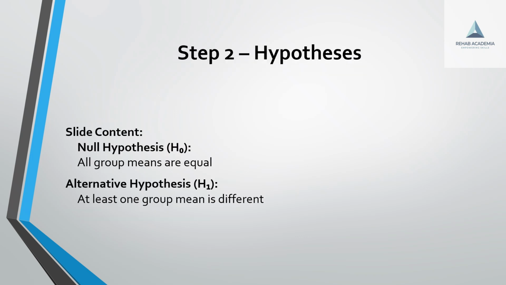Step 2 is generating hypotheses. The null hypothesis assumes that all rehabilitation interventions produce the same outcome. The alternate hypothesis states that at least one leads to a different result.